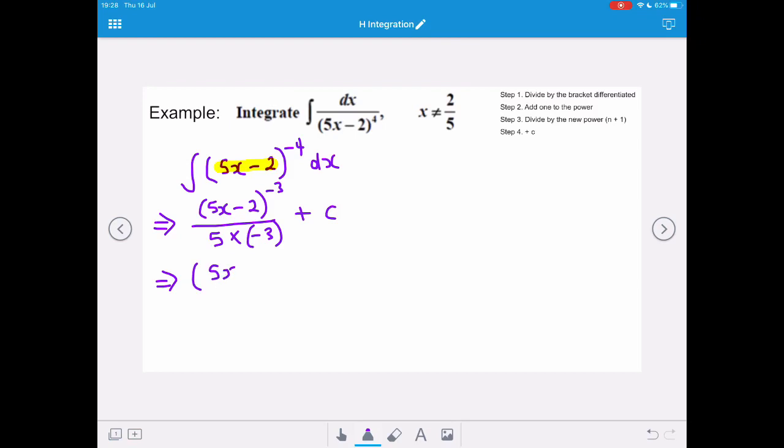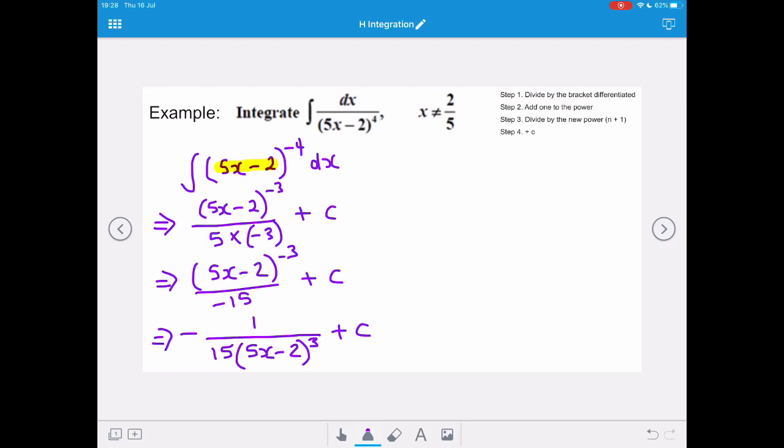And then we're going to rewrite this as (5x minus 2)^-3 over negative 15 plus c. And we want our final answer with a positive power. So it's minus 1 all over 15 times (5x minus 2) cubed, plus our constant of integration c.